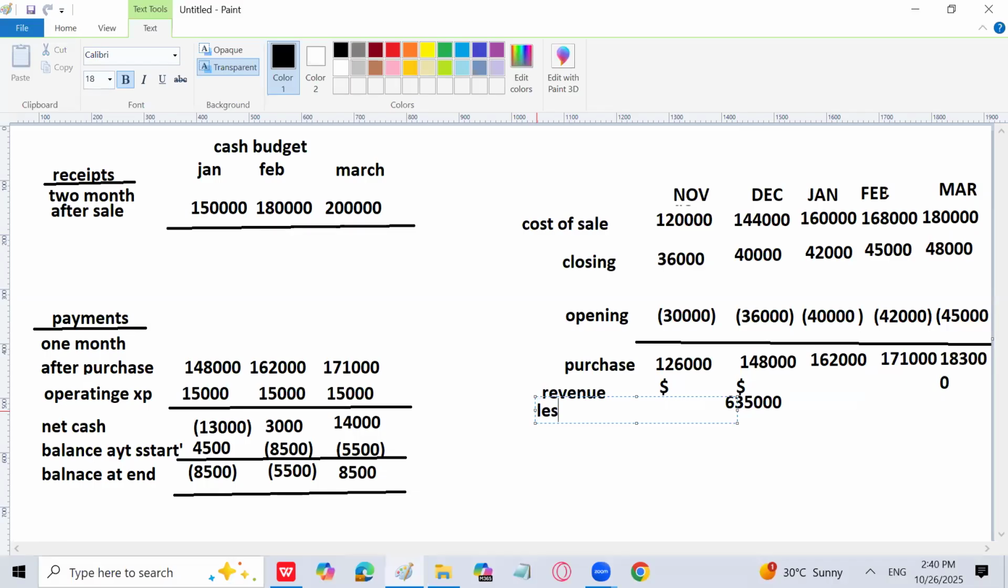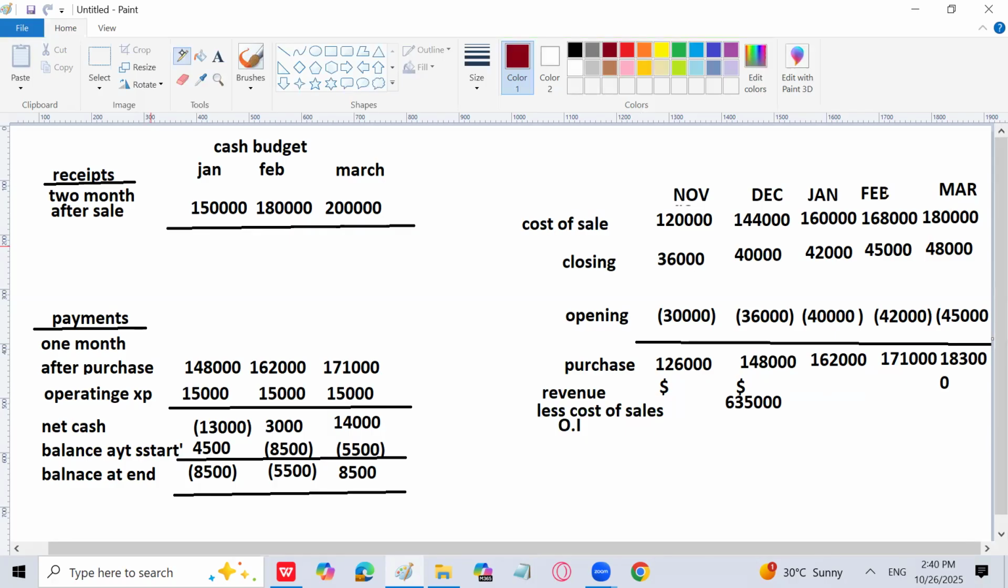Yes, less cost of sales. Opening inventory, I will write. I hope it is given. Even if it is not given, we have calculated that. At the opening inventory in January, we have to take it in January. Let me show you. Opening inventory of January is the closing inventory of December, and the closing inventory of December is here. So this is the opening inventory. We can calculate for January, and the March ending inventory is 48,000. So that is also there.